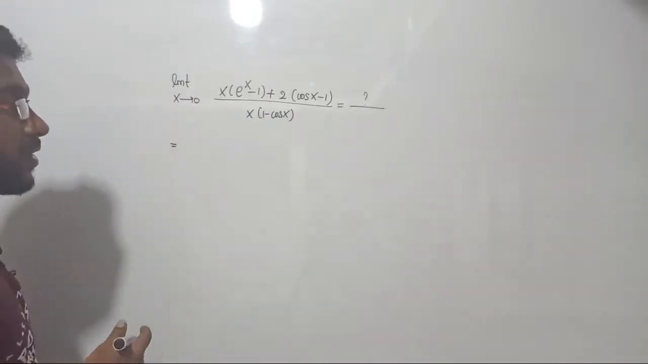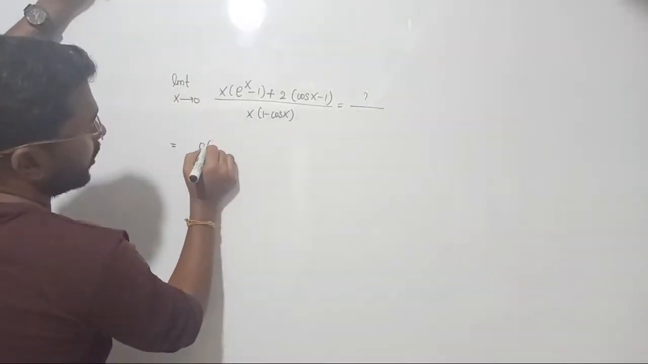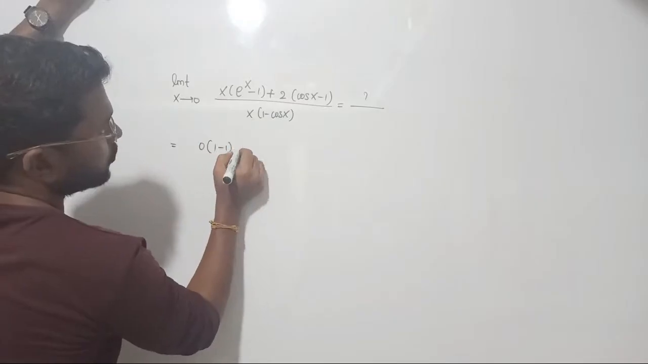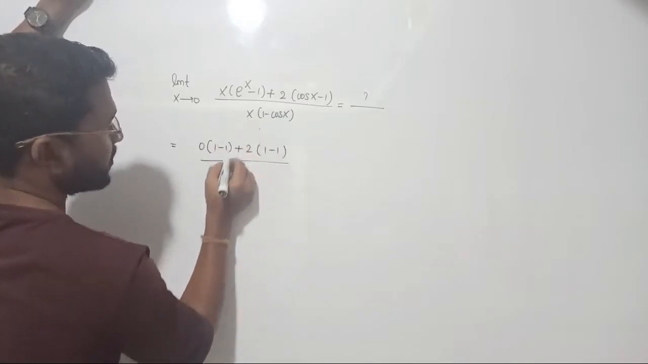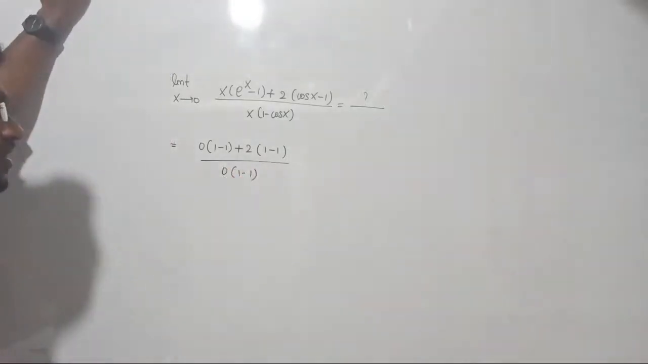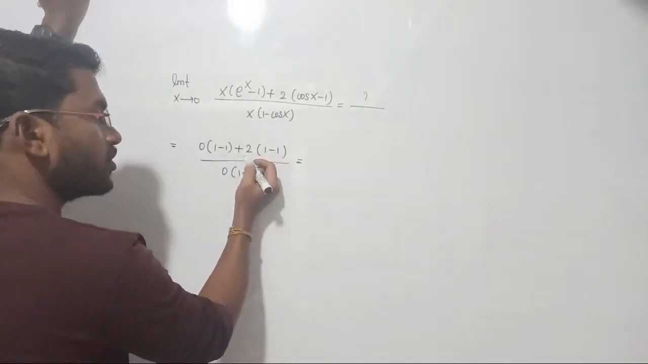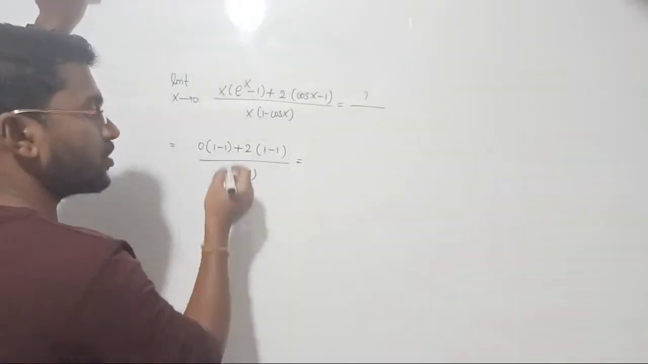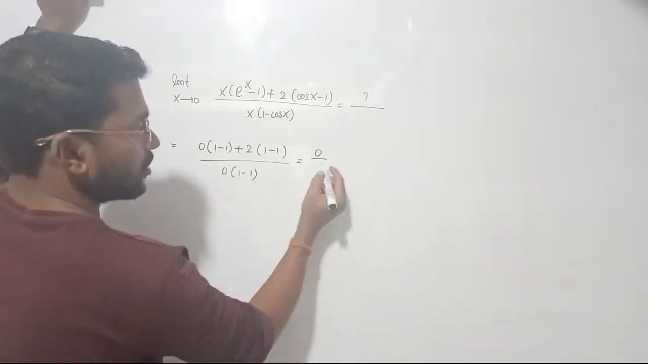Yes. First replace x equal to 0. If I put x equal to 0, then x equal to 0 into e power 0 will become 1, such that 1 minus 1 plus 2 into cos 0, which is 1, 1 minus 1, upon x equal to 0, 1 minus cos 0 will become 1. Now if you observe carefully, in the numerator 1 minus 1 will be 0, 0 into 2 will become 0, 1 minus 1 will be 0, 0 into 0 will become 0, 0 plus 0 also will become 0. Denominator 1 minus 1 into 0, so 0 into 0 will become 0 only.